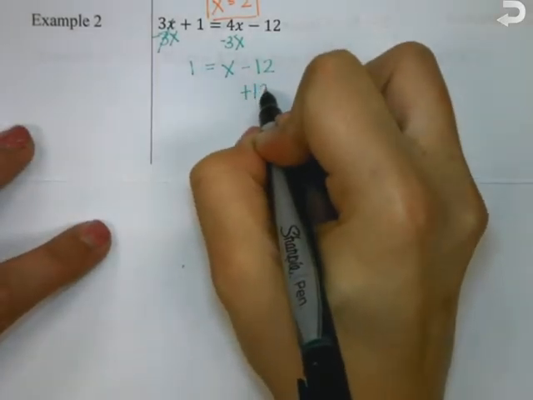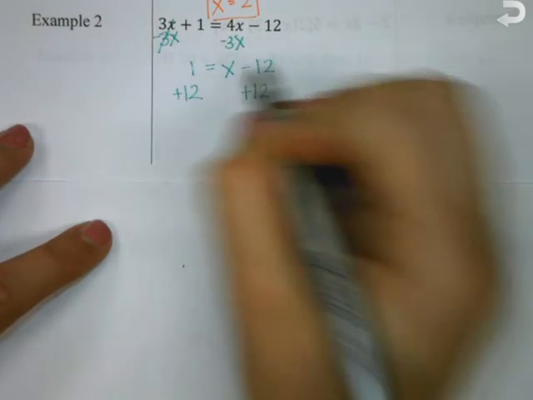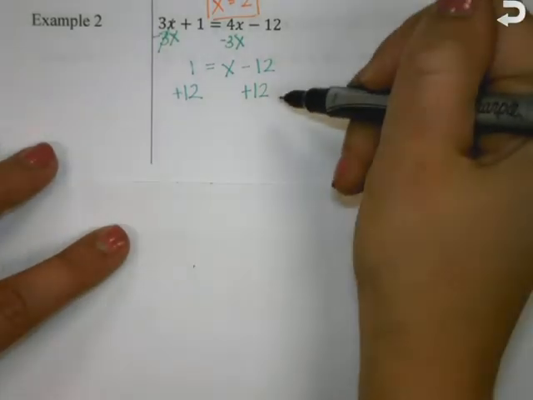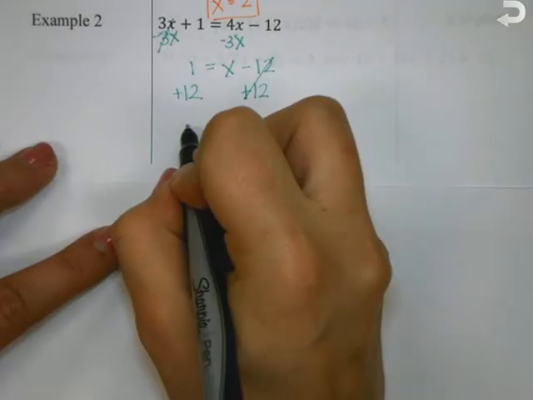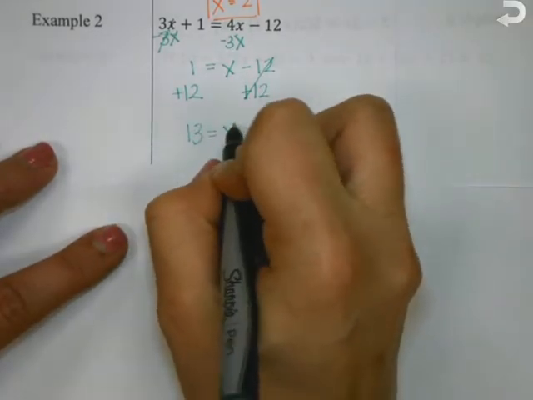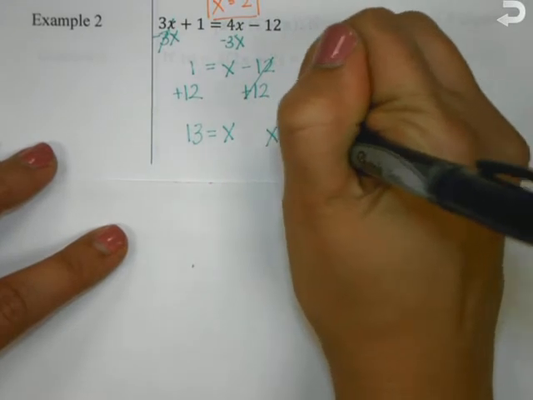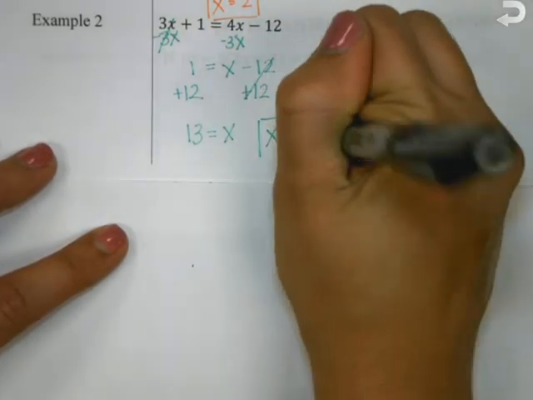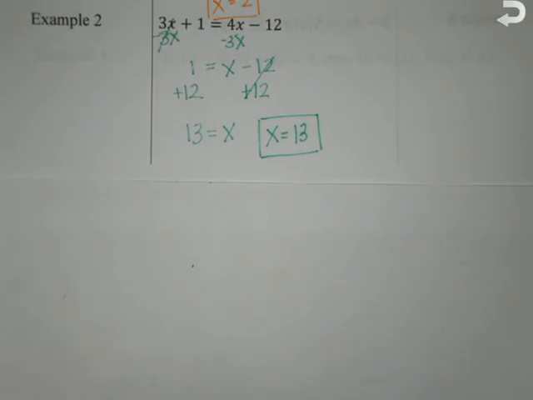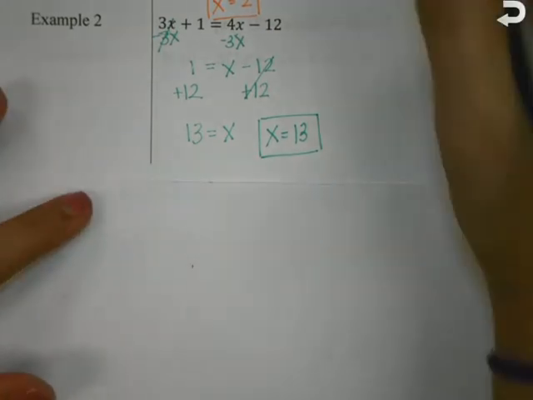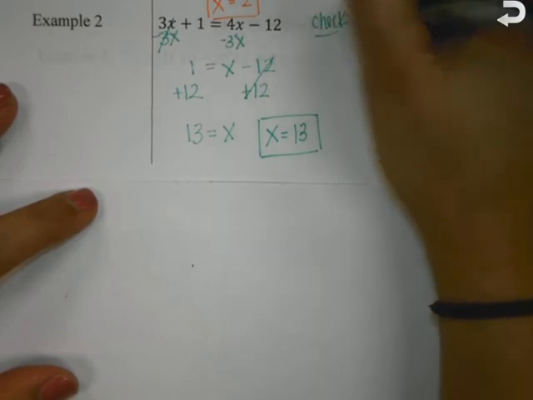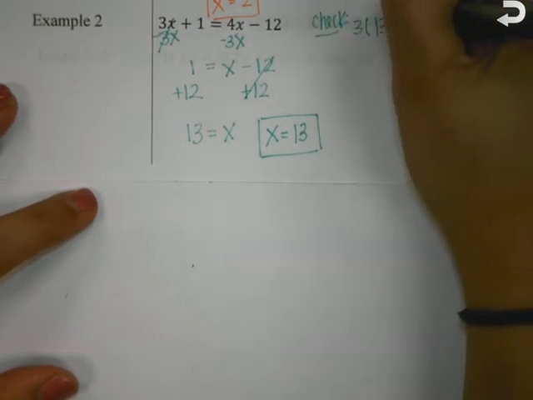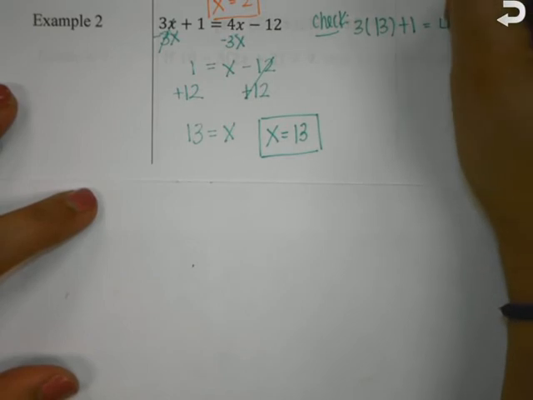Okay. Negative 12 plus 12 gives me 0. 1 plus 12 gives me 13 equals x. Or I could also write x equals 13. It's the same thing. Okay, let's check it really quickly. So we have check. 3 times 13 plus 1 equals 4 times 13 minus 12.